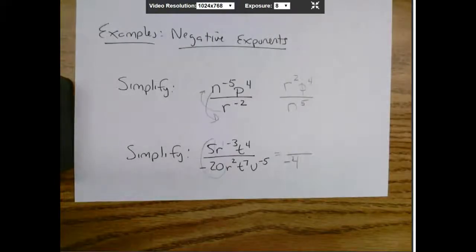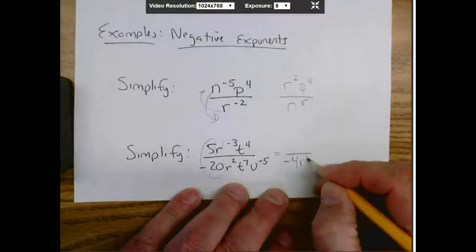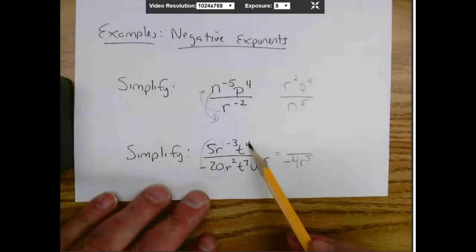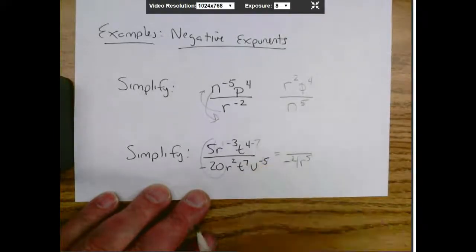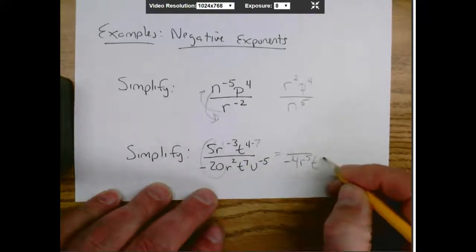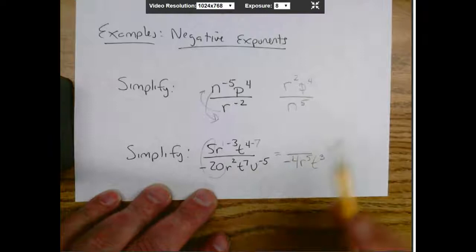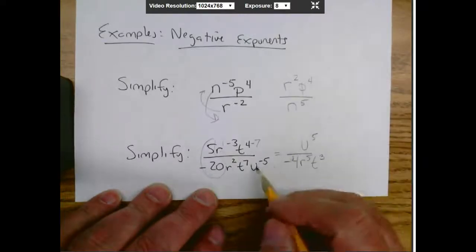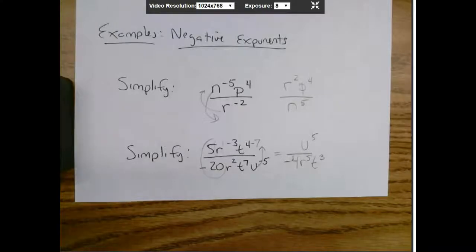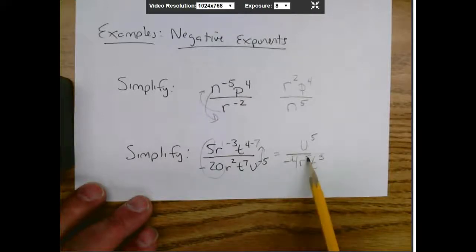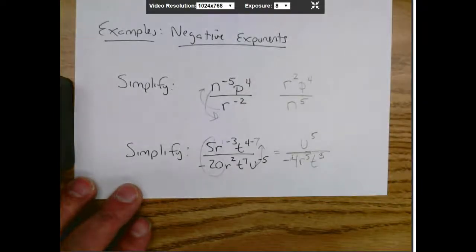And then we have the exponents r to the third and r to the second, so we're going to have r to the fifth. And then we have t to the fourth, and we're going to subtract the 7 here, right? That's going to give us t to the negative third, so we're going to want to put that on the bottom, because we'll just use the inverse. And then we're going to have u to the negative 5, so we put the inverse of that up on top, u to the 5. So in the end, we should have u to the fifth over negative 4r to the fifth times t to the third. So that's our negative exponent simplification.